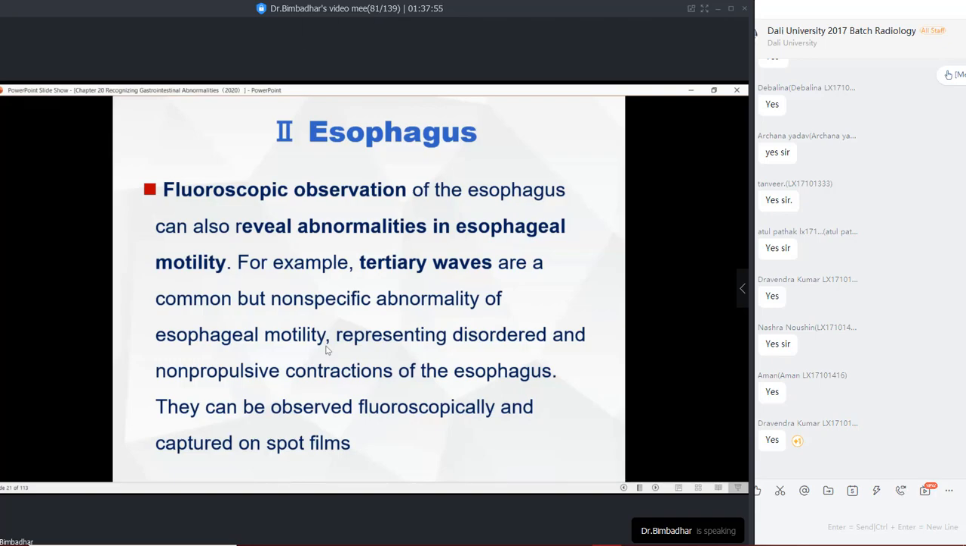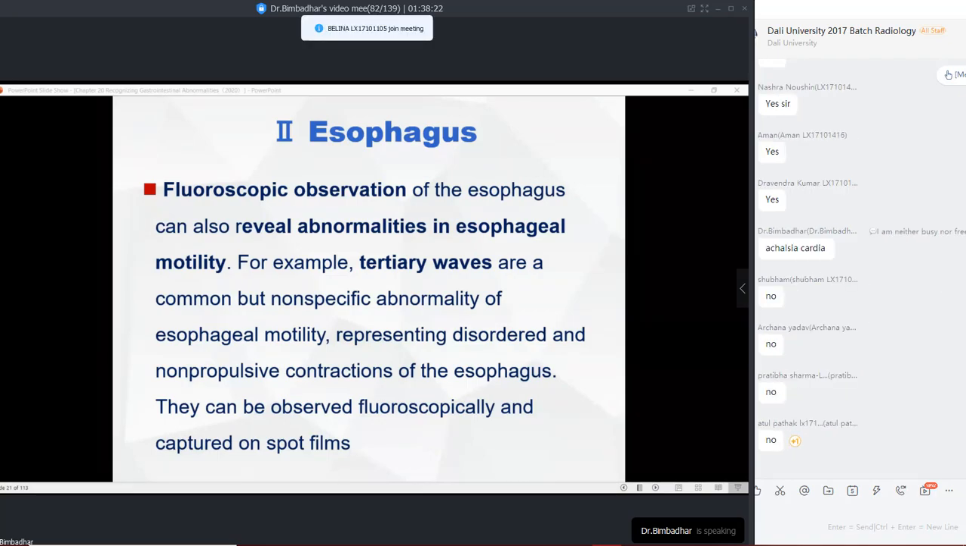But if there is a problem with esophageal motility, for example, a disease called achalasia cardia, have you heard this name before? Achalasia cardia? Okay, no? We'll talk about it.